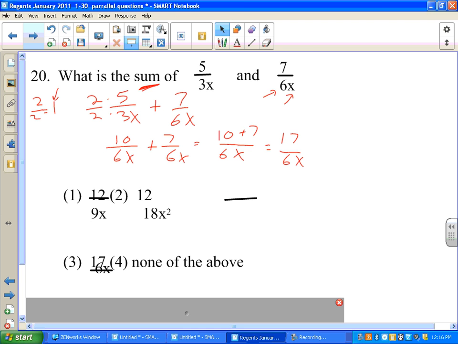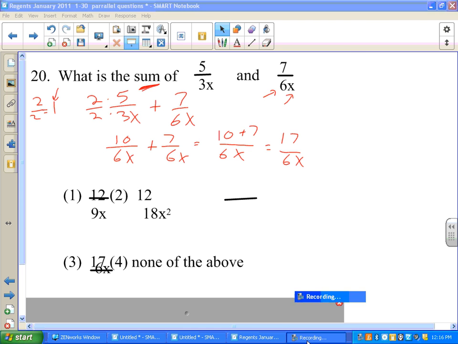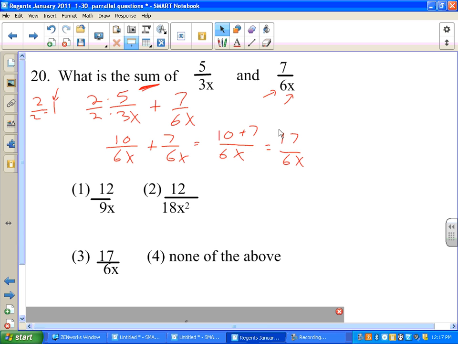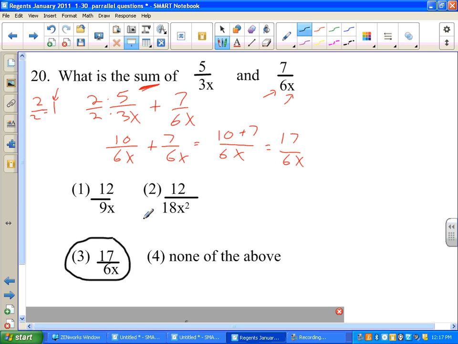Okay, and what do we see here? Do we see a 17 over 6x? Right there, choice number 3. What do we have to remember when we're adding fractions? We have to find a common denominator and then just add the numerators.